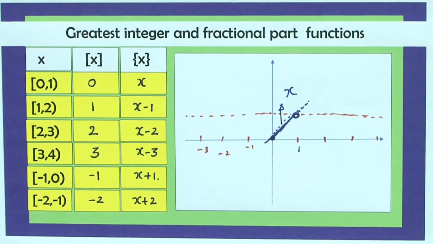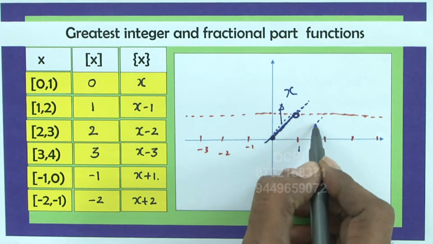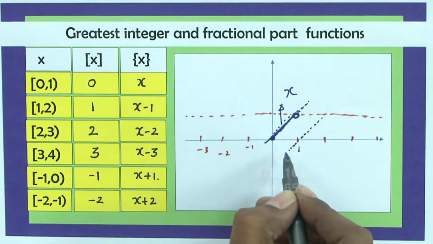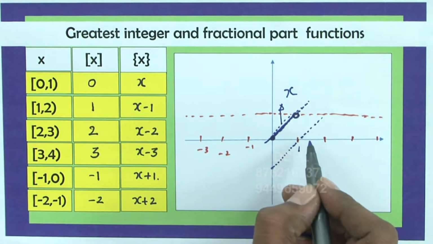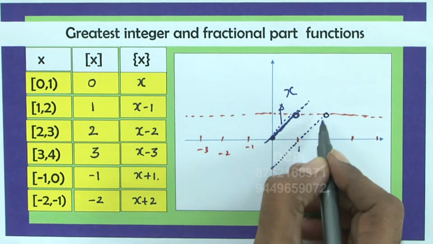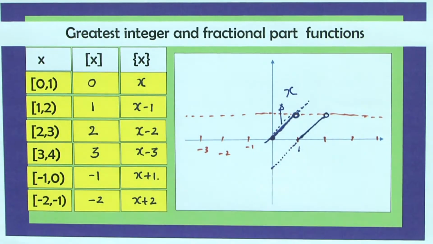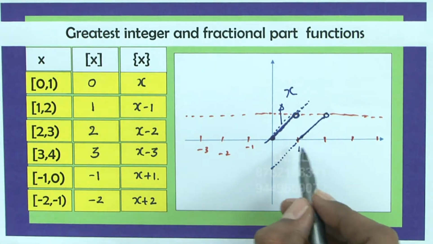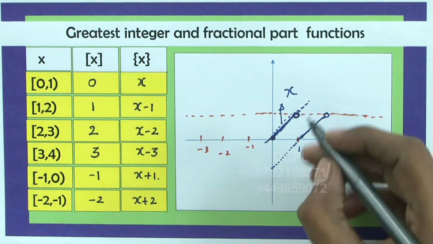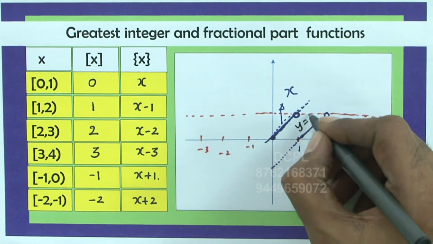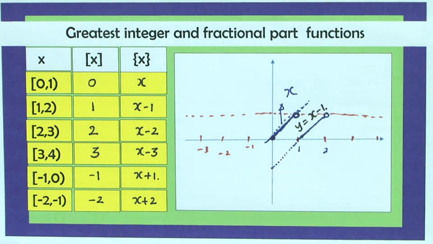Between 1 and 2, fractional part of x is x minus 1. Do you agree with me? This is the graph of the line y is equal to x minus 1. It meets y axis at 0, minus 1. Slope is 45 degree. So clearly this should be fractional part of x if x lies between 1 and 2. So the equation of this particular line is y is equal to x minus 1.